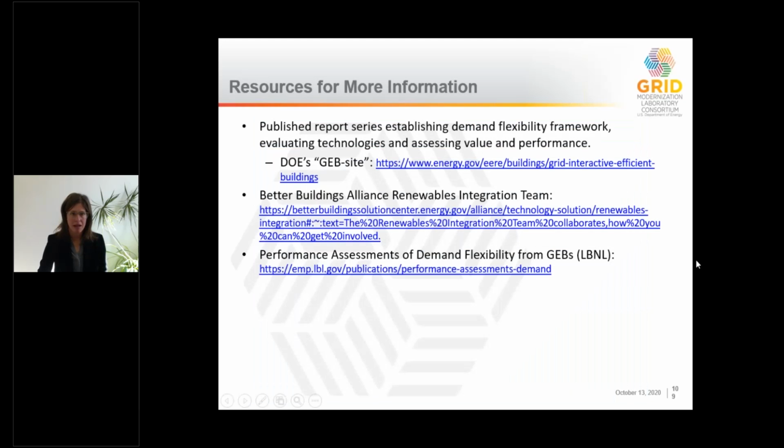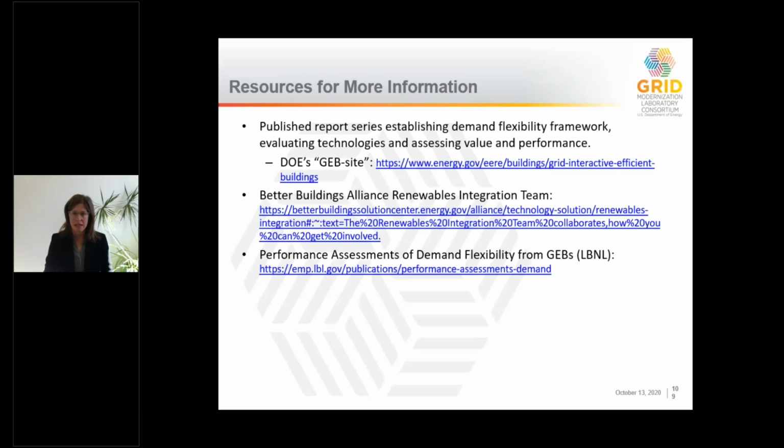Great, and last slide here. I just want to point you to a few resources for more information. So DOE has what we call their GEB site. This is a repository of all of their published report series focused on GEB-related work that the national labs and other experts in the field have put together. So this is a great resource to see what Department of Energy has done in this GEB space.